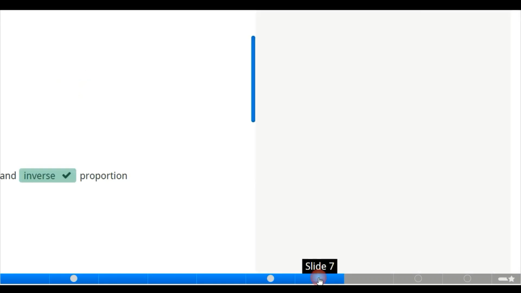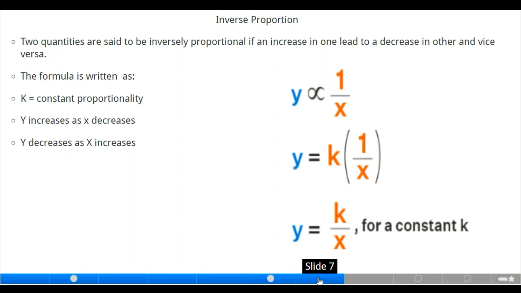Okay, now that leads us to inverse proportion. Two quantities are said to be inversely proportional if an increase in one leads to a decrease in the other and vice versa. So let's have the two quantities to be something like x and y. So as x increases, y decreases, and as x decreases, y increases. So that's one thing about inverse. So as one is increasing, the other decreases.